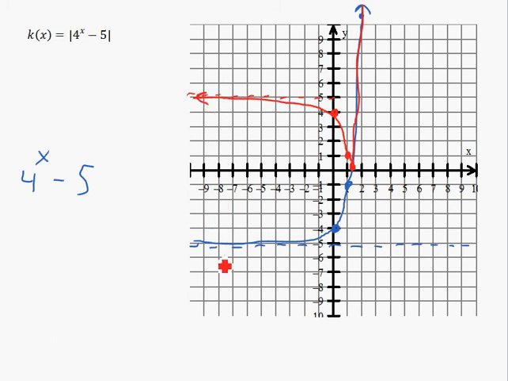So that is what the absolute value of 4^x minus 5 looks like. It turns all the negative y values positive. And there you are.